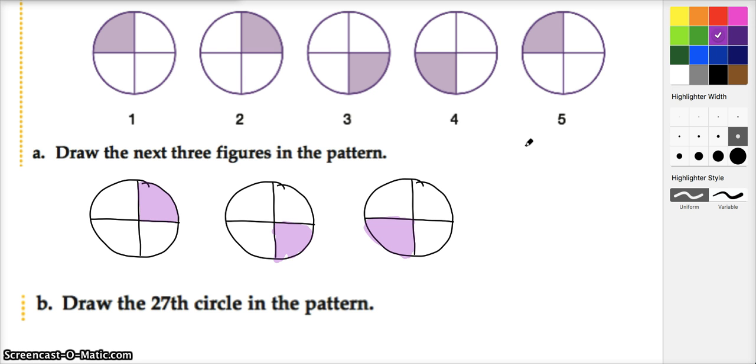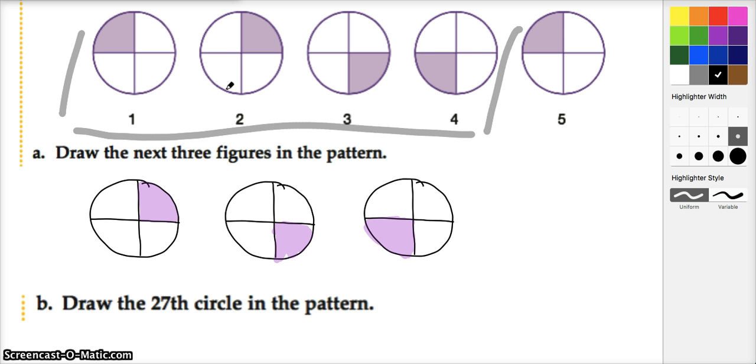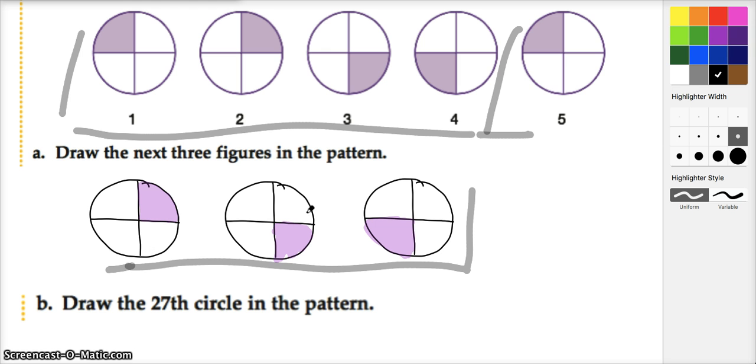What I need to do is figure out a way to determine what's going to happen next. What I notice here is that every 4 seems to begin a new set: 1, 2, 3, 4, 1, 2, 3, 4. Every 4 begins a new set. I want you to think how you would figure that out. Pause me and think about it. How would you figure out what to do about the 27th? Or what if I asked you something ridiculous like the 1027th?